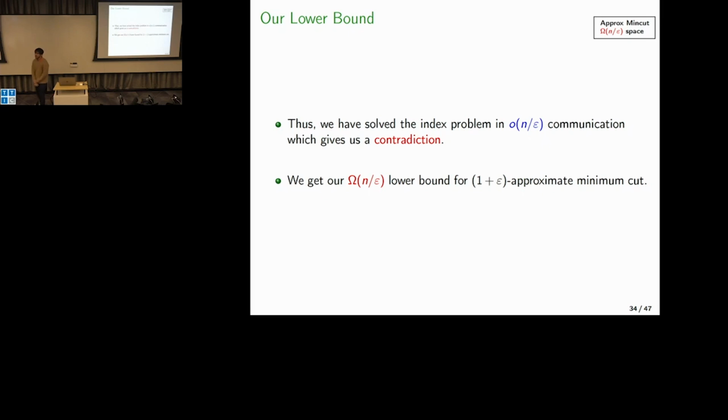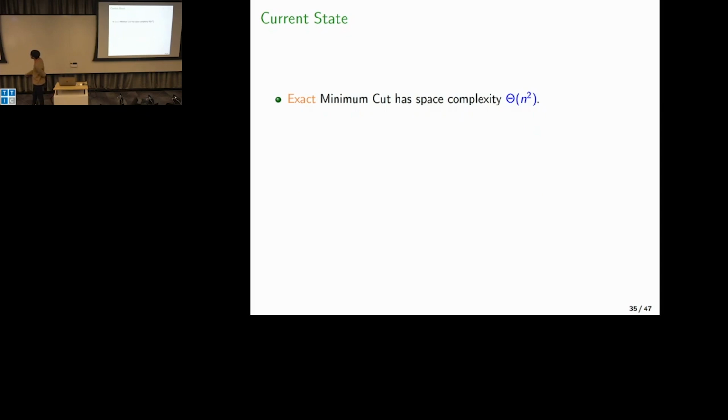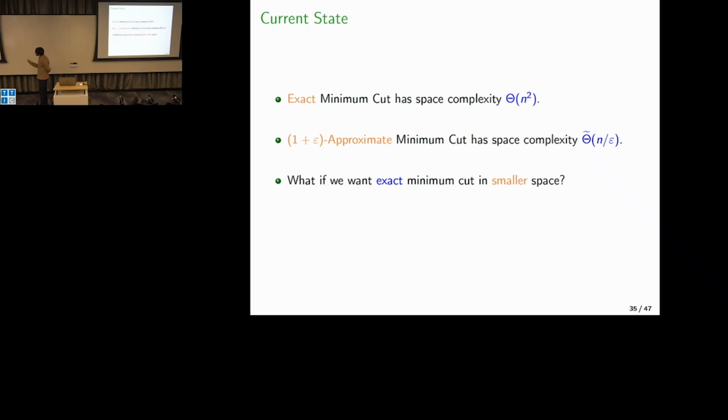Good. Okay. So the story of min cut is pretty well understood. An exact min cut has complexity n squared. Approximate min cut we showed has complexity n over epsilon. But what if we still want to solve exact min cut in smaller space? Can we do that somehow by relaxing the model?